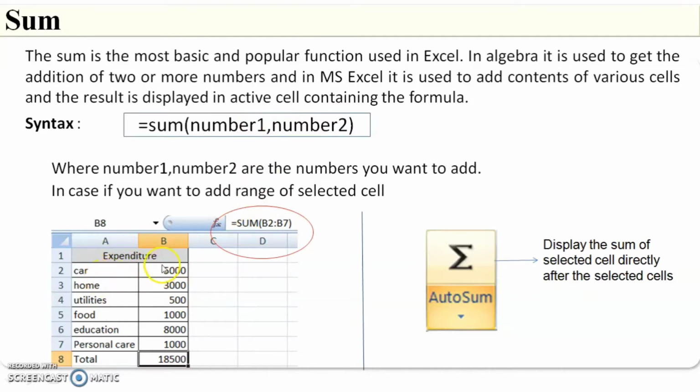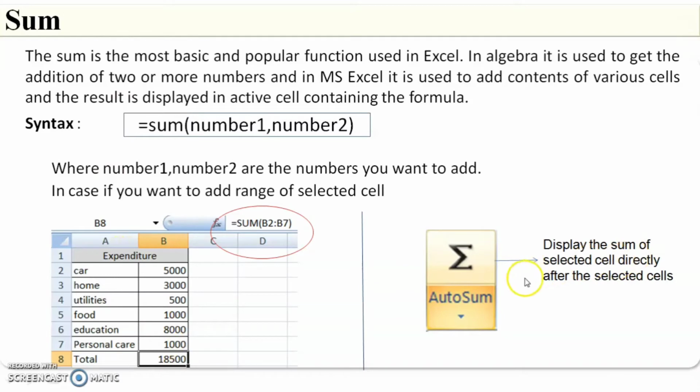Consider this example. We have some expenditures. To add these expenditures, we are using a function, the name of the function is SUM. Instead of providing the numbers, we can provide a range of selected cells. So I'll select from B2 to B7. The first cell is B2 and the last cell is B7. Within this range, the values are added and the result will be displayed in the active cell where the formula is entered. Here we have entered this formula in B8, so the result is displayed in B8.